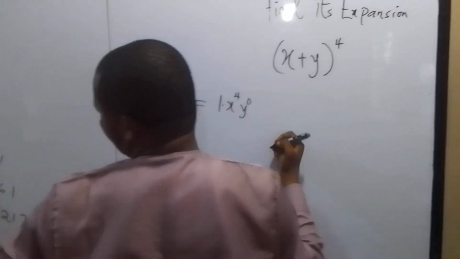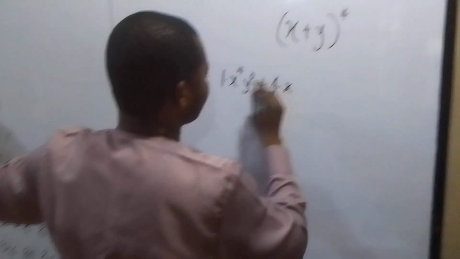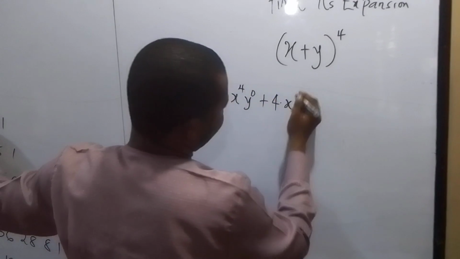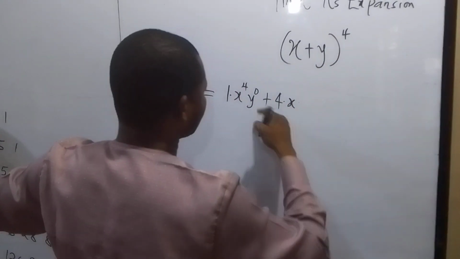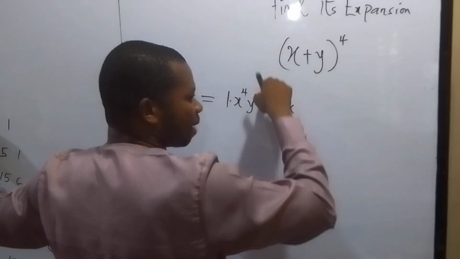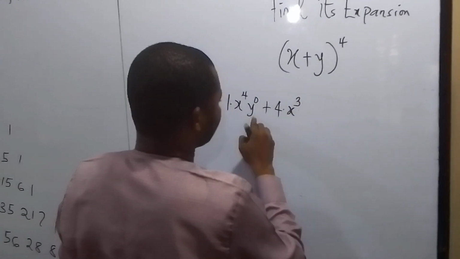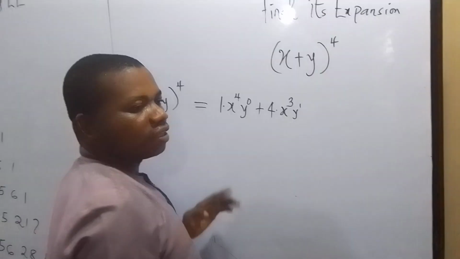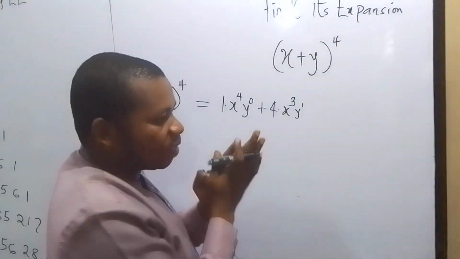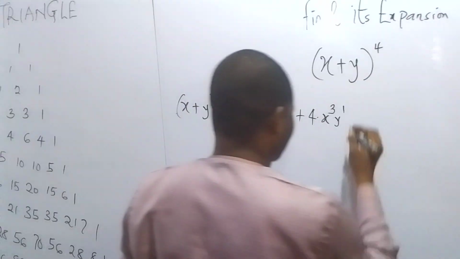Then the next coefficient on the line is 4. So I'm going to have plus 4 dot x raised to power, the first one was x raised to power 4, so it will be reducing by 1, while y will be increasing by 1. So if you minus 1 from 4, you're going to have 3. Then our y, add 1 to 0, we're going to have 1. Of course, the idea is that the power will always be the same. 3 plus 1 gives you 4. So that is just that.